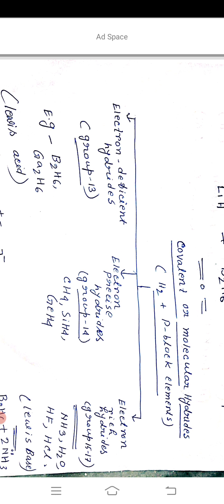Due to the presence of these lone pairs of electrons, these hydrides act as Lewis base and form complexes with Lewis acid. See that B2H6, a Lewis acid, reacts with ammonia, which is a Lewis base, and forms a complex. Okay, this is covalent or molecular hydride.